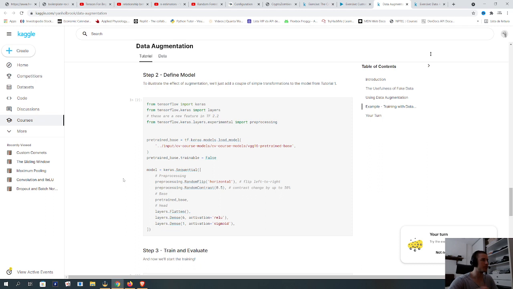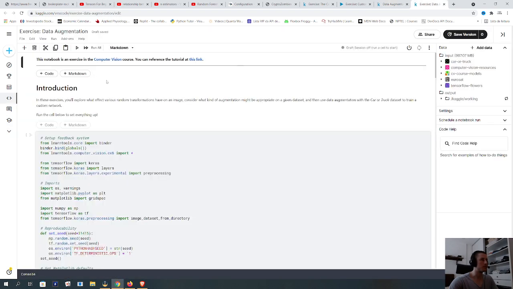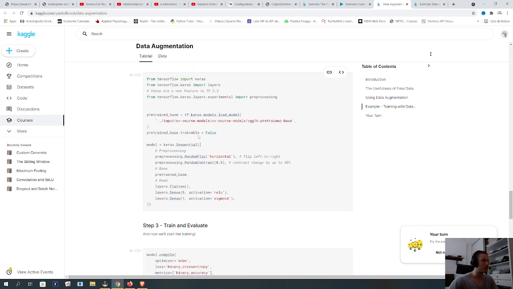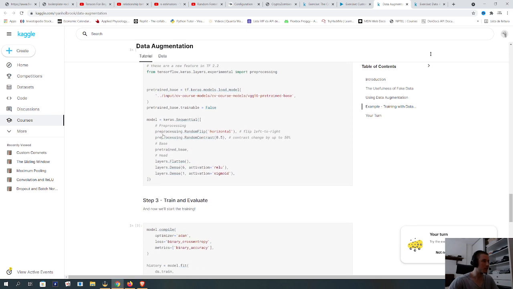Define model. To illustrate the effect of augmentation, we just add a couple of simple transformations to the model from tutorial 1. So the base is not trainable, and the model is sequential. Preprocessing RandomFlip flips the image randomly, flip left right. Preprocessing RandomContrast, contrast changes by up to 50%. Then the base.